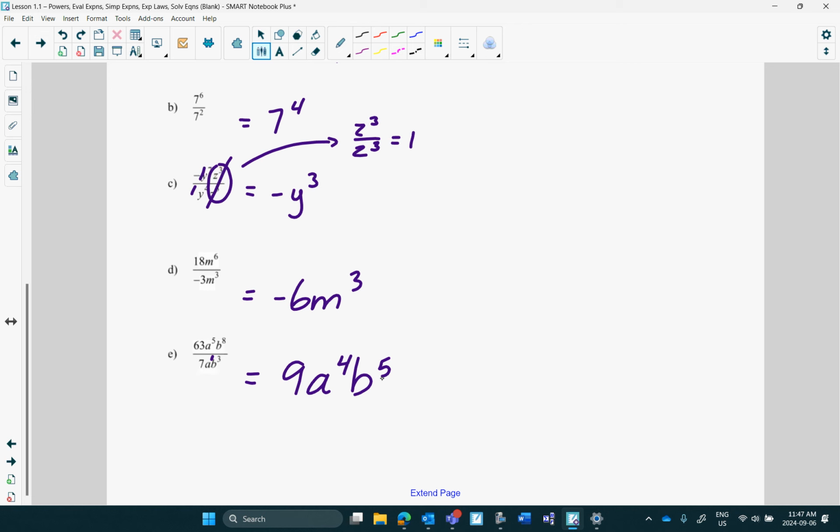Wait, I had a question. Because for this one, the bottom one, the a and b are together, like, the top one they're separated. Oh, no, they're still separated on the bottom. We just don't write the 1. Because if you put the 1 in there, you could say they're separated, right? So they'll always be separated. No, good question.